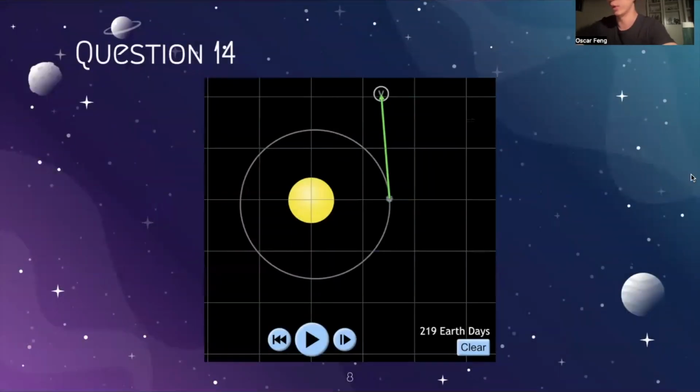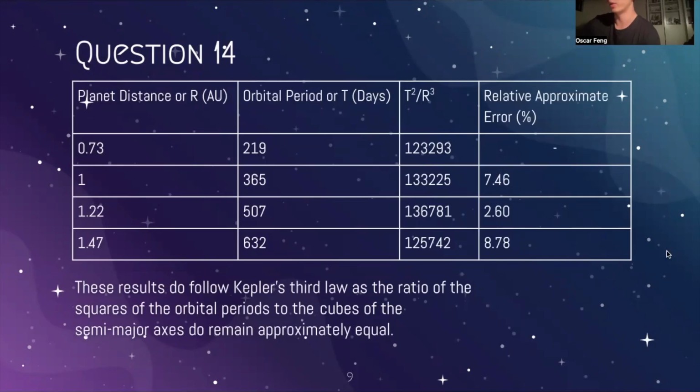To investigate Kepler's third law, we ran a simulation of planets of the same mass but differing distances to the Sun. We first set the planet distance to 0.73 astronomical units and adjusted the orbital velocity by shifting the velocity vector accordingly to form a circular orbit, which produced an orbital period of 219 days. We repeated this step for the planet at 1, 1.22, and 1.7 astronomical units away from the Sun, which gave us 365, 507, and 632 days respectively.